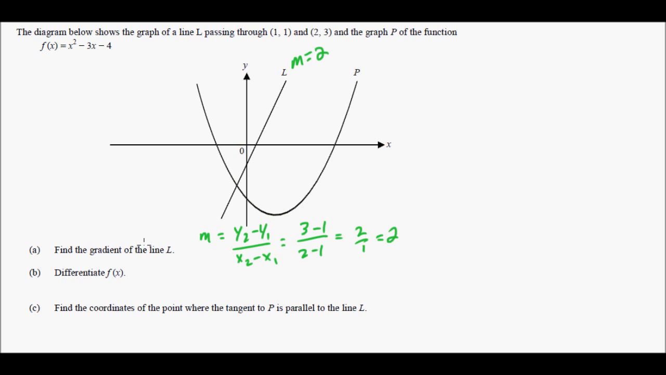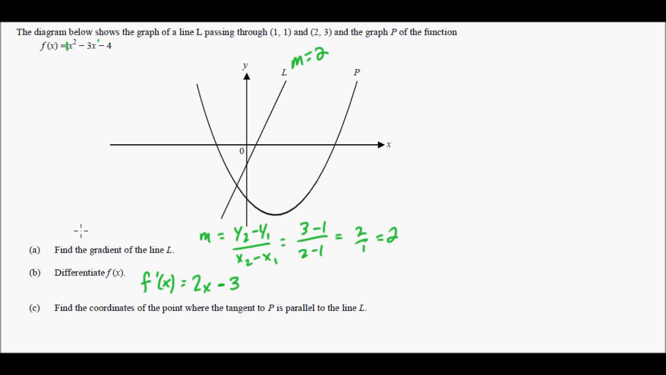Now differentiate f of x. No problem. So f prime of x, we'll just differentiate this. We get 2x, and then again it's minus 3. This is kind of similar to the problem I did before, but it gets a little more complicated.